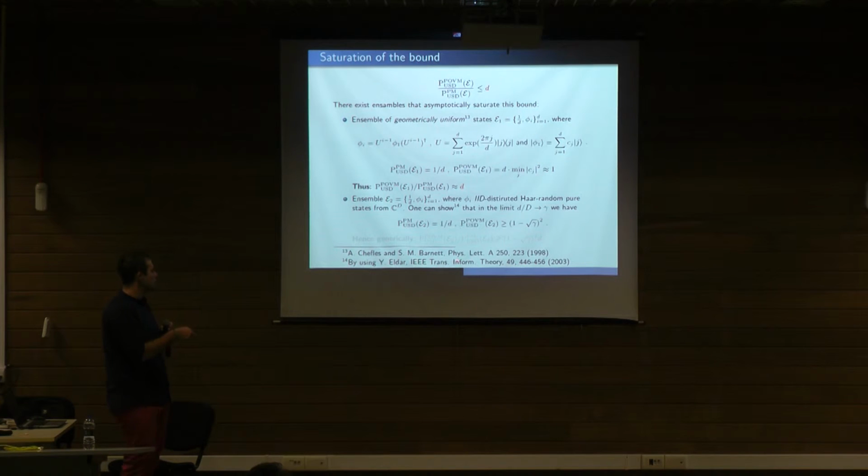Second interesting example consists of IID Haar random pure states taken from some d-dimensional space, when d is greater than small d. And then effectively one can show that with high probability this kind of ensemble would also attain this bound. So typical ensembles of states that you would have for the problem of unambiguous state discrimination would also saturate this bound.